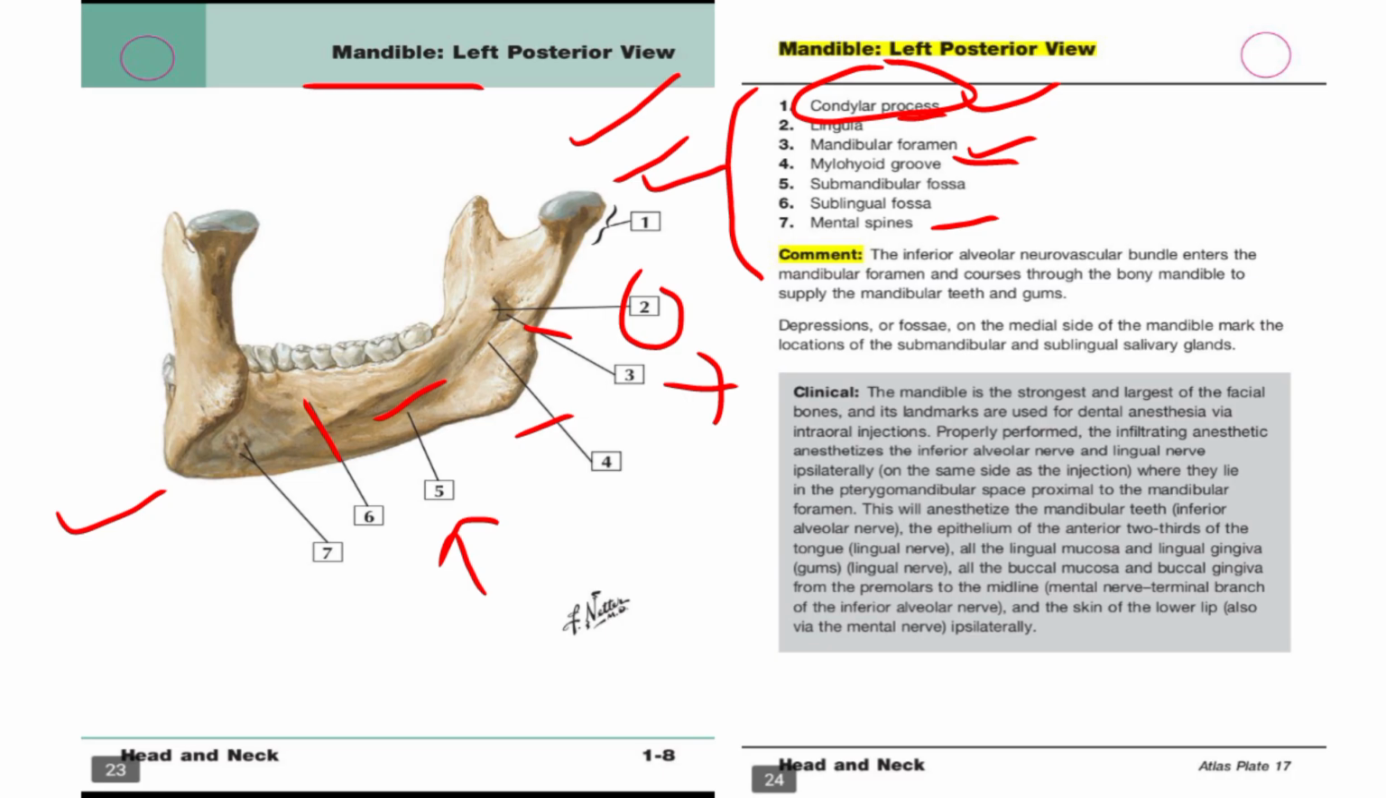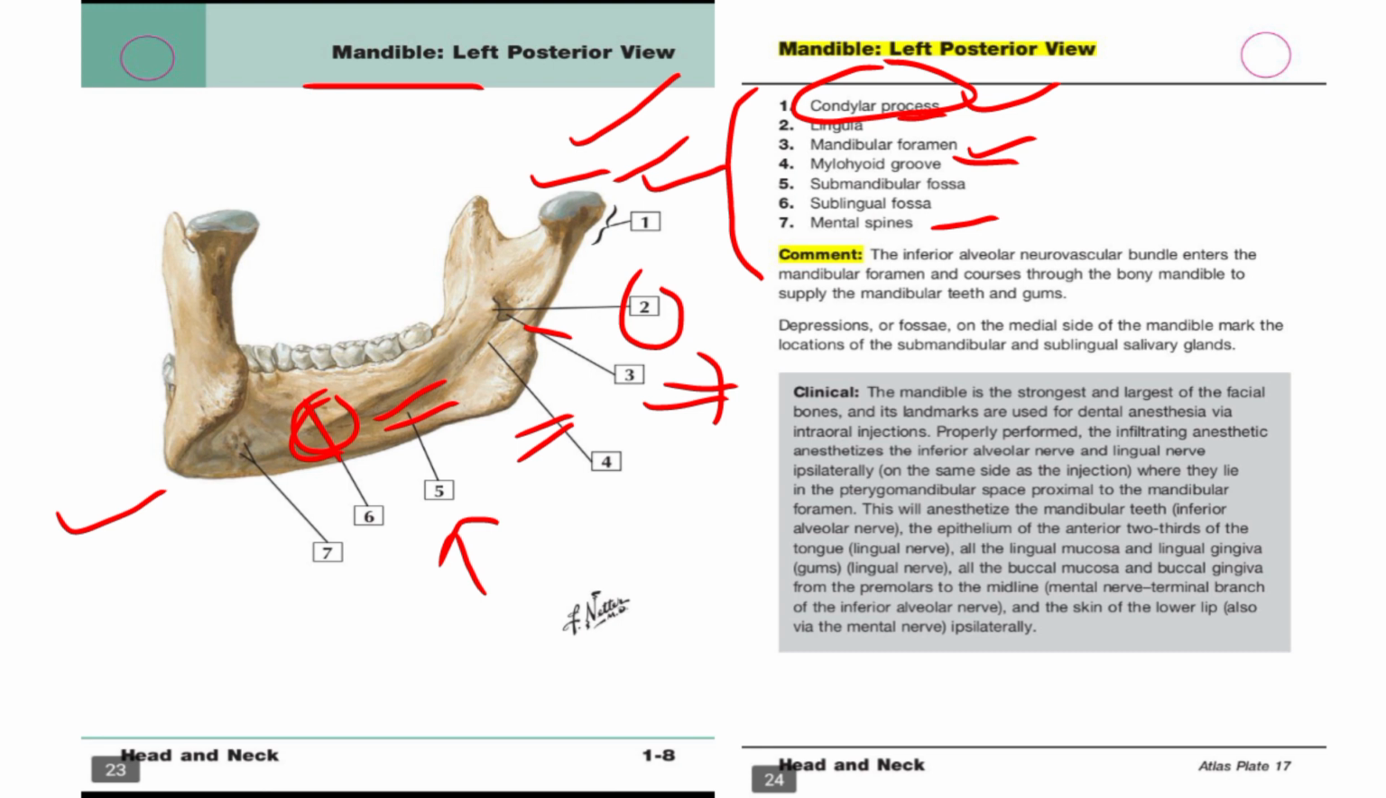In this lecture, there are foramens and grooves and fossas we will discuss. First is the condylar process, second is the lingula, third is the mandibular foramen, fourth one is the mylohyoid groove, fifth is the submandibular fossa, sixth is the sublingual fossa, and the seventh is the mental spines.